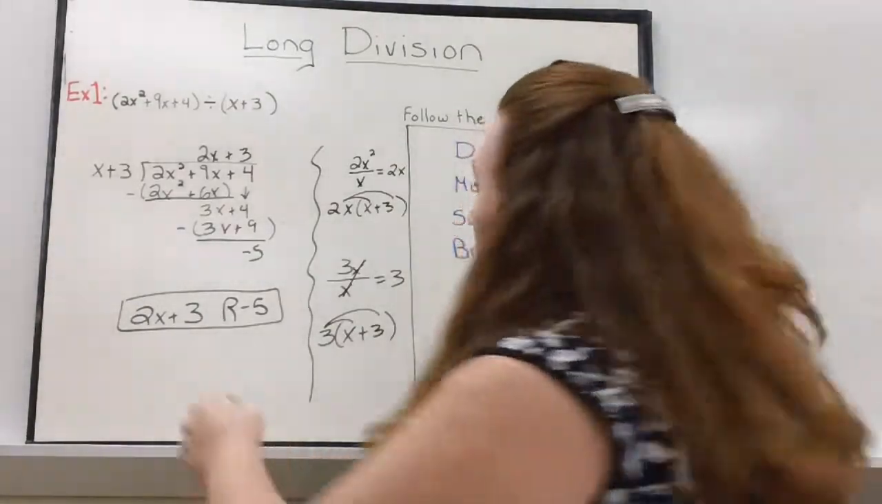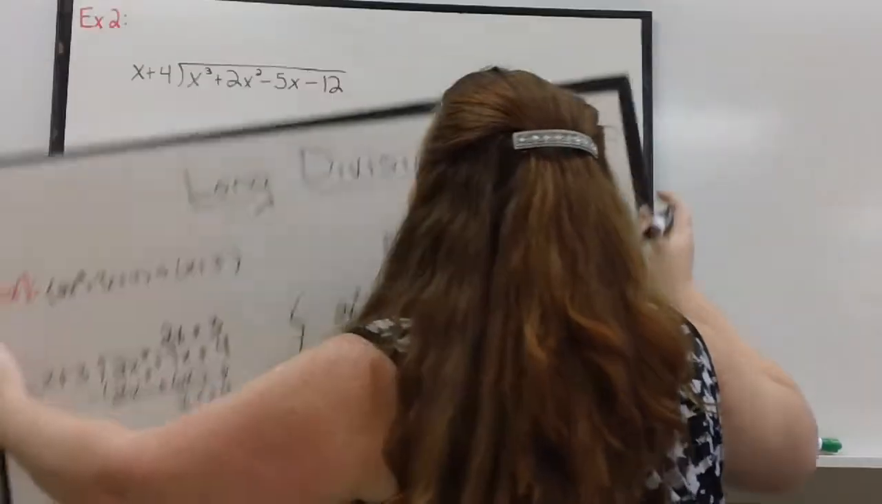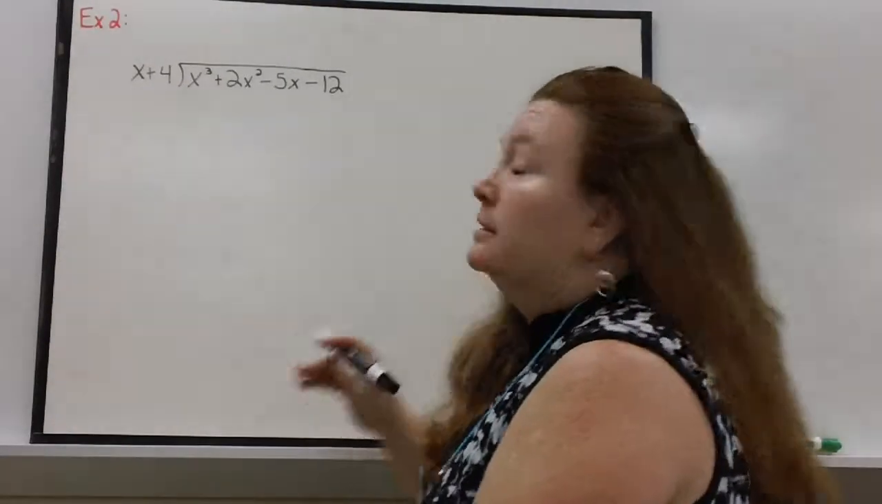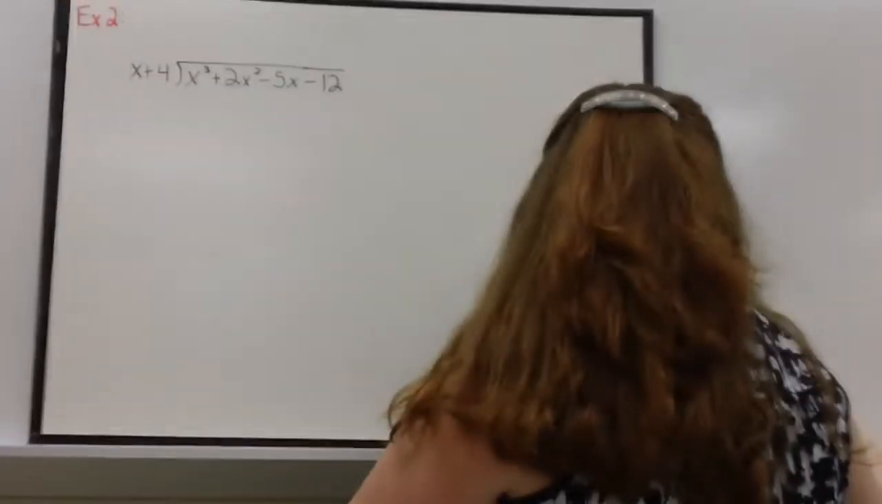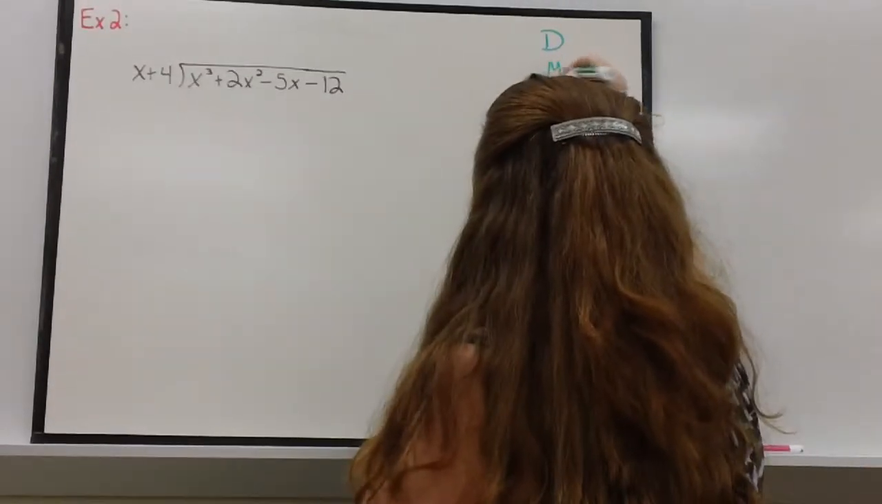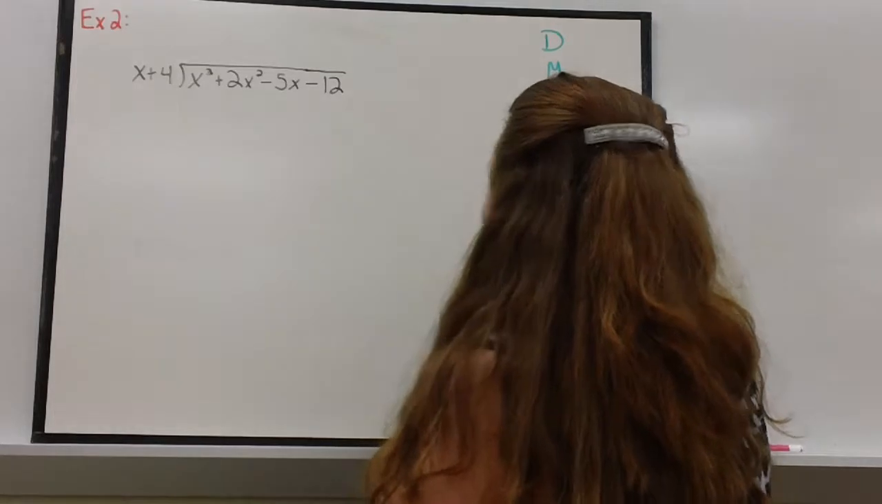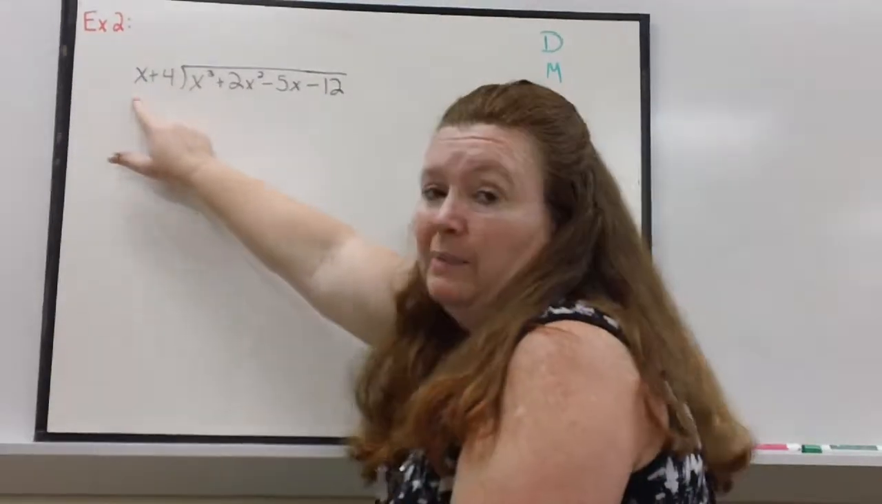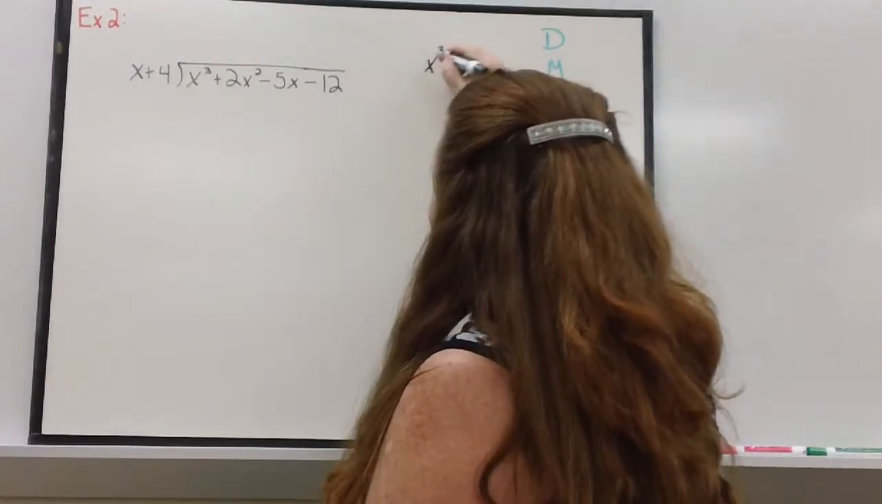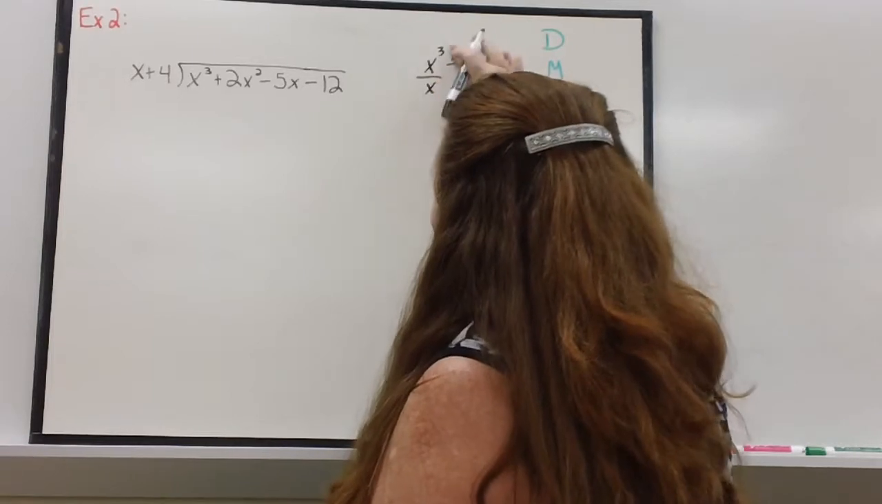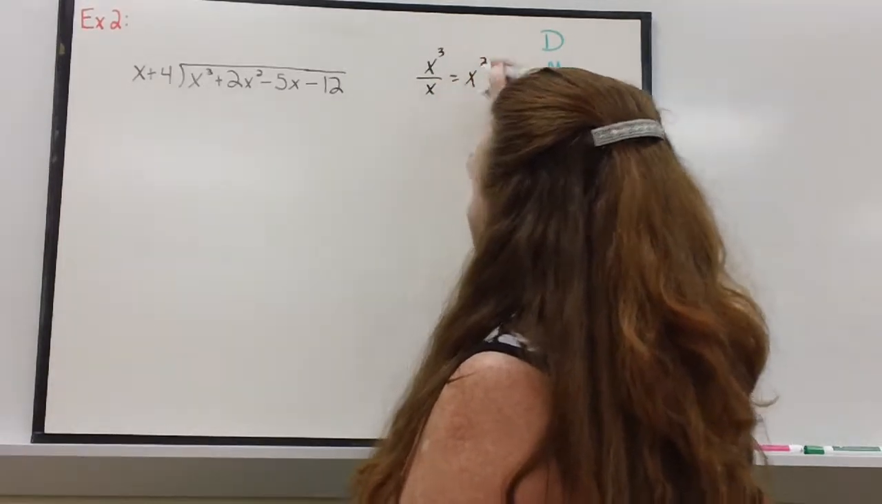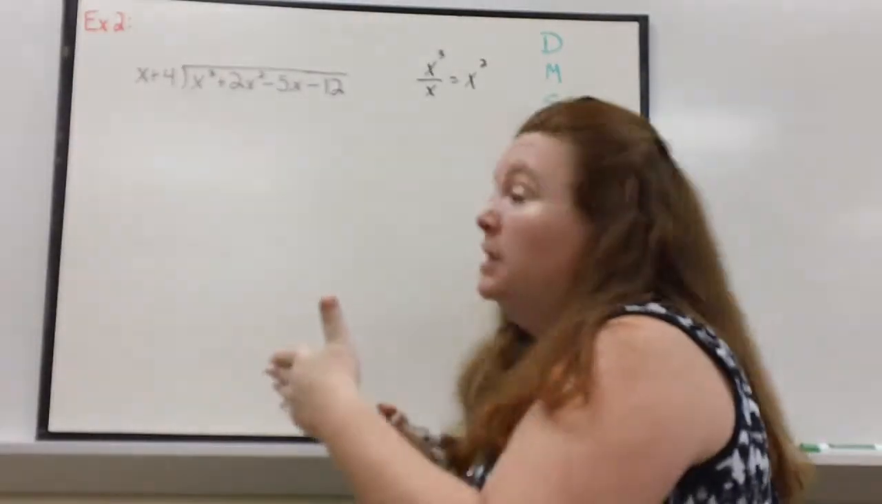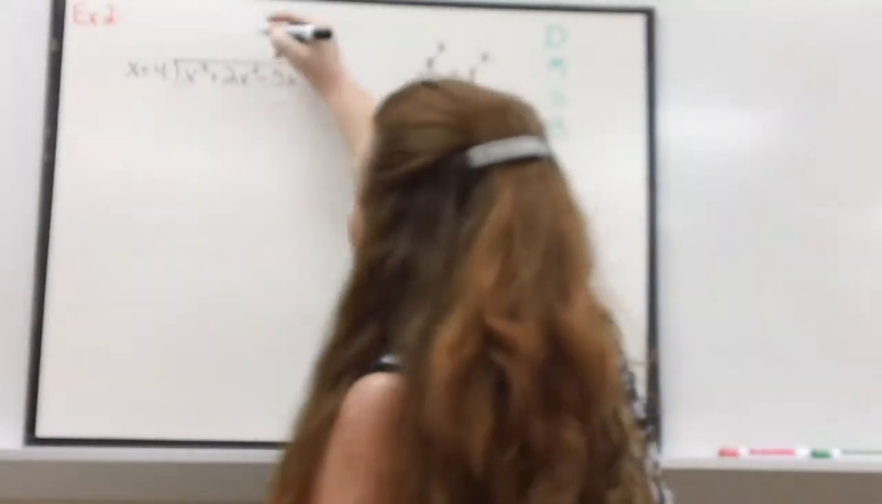Let's try this with a little bit longer problem and see if we can follow the steps. Now, I didn't write them down, but remember they are, I'll use green, divide, multiply, subtract, bring down. Okay, so step 1, divide. What is x cubed divide by x? Divide by x, and I get x squared. So I'm going to put that under the second term, which is my x squared term.